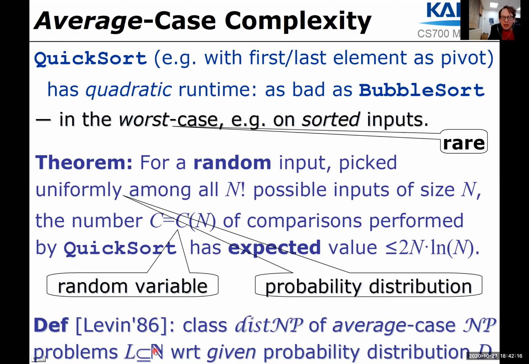So, as I said, there's not one canonical probability distribution on the natural numbers. Instead, the probability distribution is part of the input, or part of the problem. So a problem in this class is a pair: a decision problem, and a distribution on the instances of this decision problem.